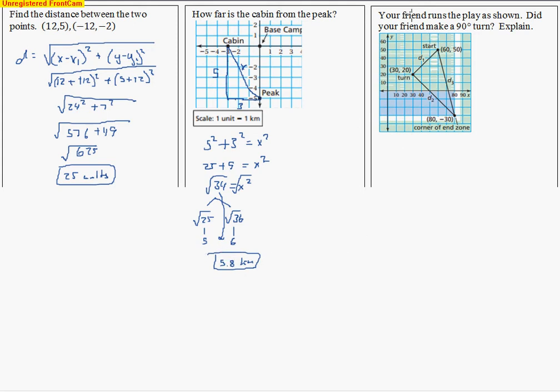The next problem says, your friend runs the play as shown. Did your friend make a 90-degree turn? Okay, so what we're going to do is find the distance between these 2 points. If I look at this distance here, this is 3, and if I look at the distance between these 2 points, it's 3. I'm going to find the distance for D1. D1 is going to be 3 squared plus 3 squared, and I'm going to take that square root, which gives me the square root of 9 plus 9, which makes 18.